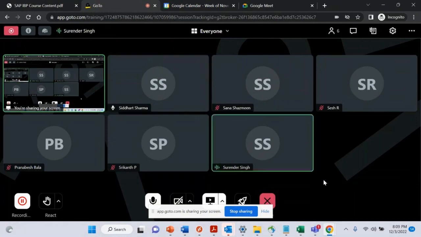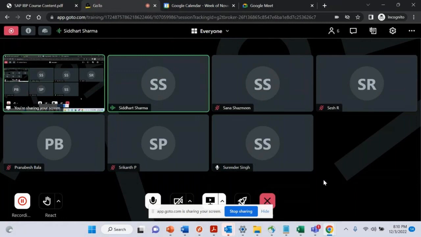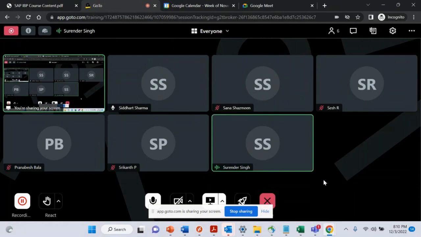No, not in depth. We only run at the MRP level. Okay, not forecasting. So that is not a detailed level of demand planning, right? Yes. Okay, got it, understood. Thank you.